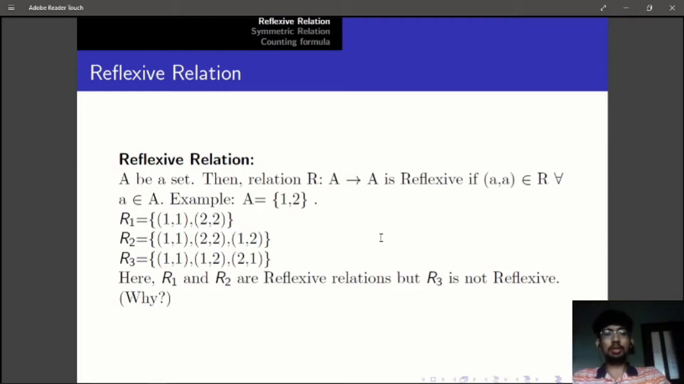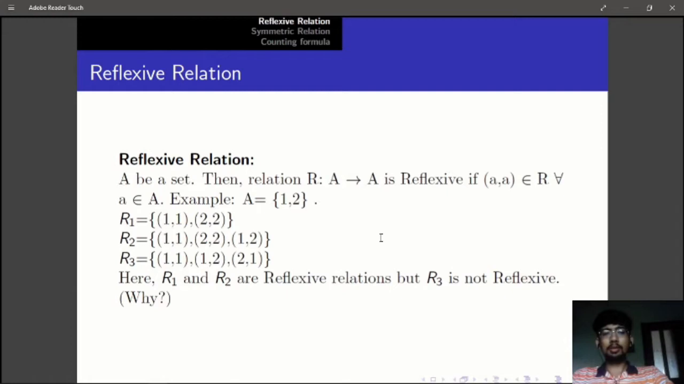Okay, next R2 equals {1,1}, {2,2} and {1,2}. In reflexive, the necessary condition is that the ordered pair (a, a) must be there for all a belongs to A. It doesn't say anything about what happens if some other elements are involved or inside this relation. So we'll focus only on the ordered pairs (a, a). The ordered pairs (a, a) are in this set R2, so R2 is a reflexive relation.